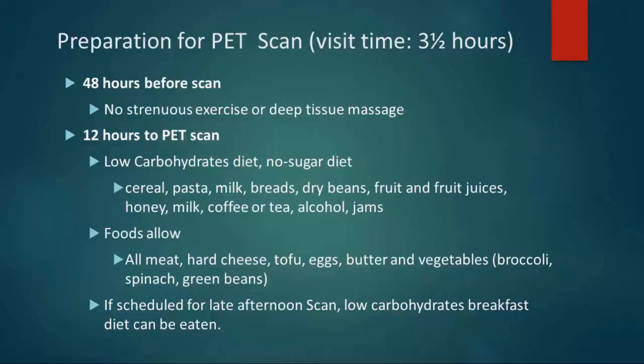Patients can, however, eat meat, hard cheese, tofu, eggs, any form of vegetables like broccoli, spinach, and green beans. And if the scan is scheduled for late afternoon, a low carbohydrate breakfast can be taken.